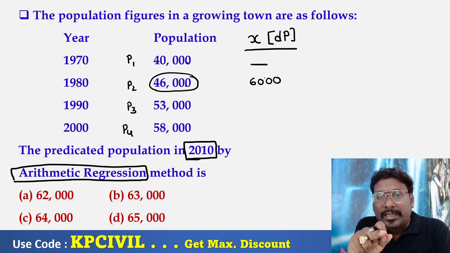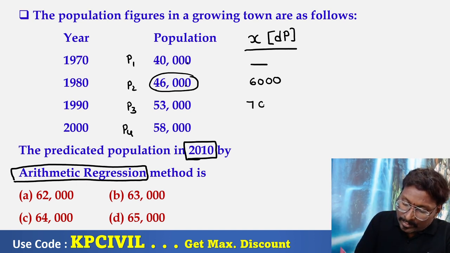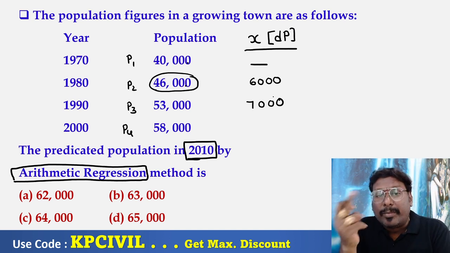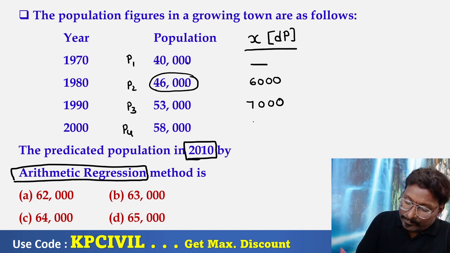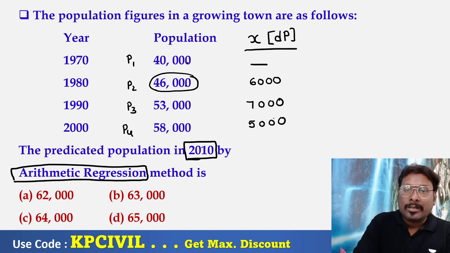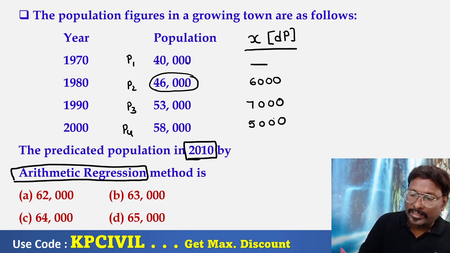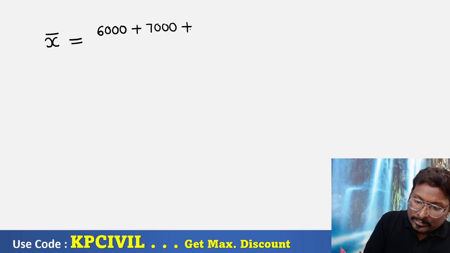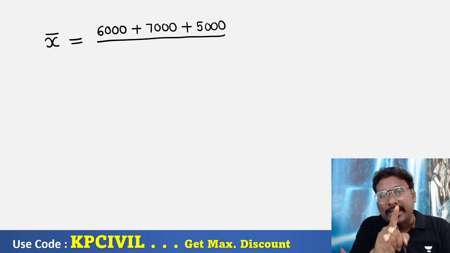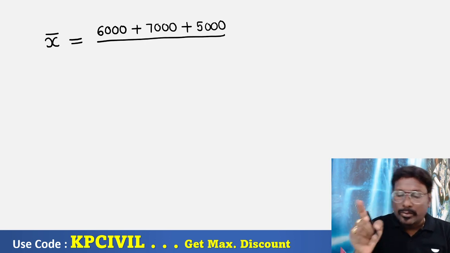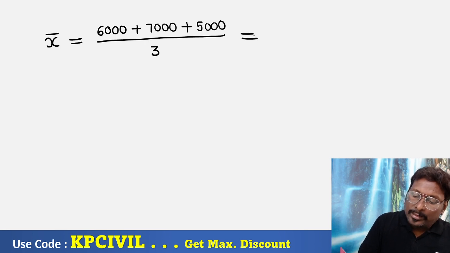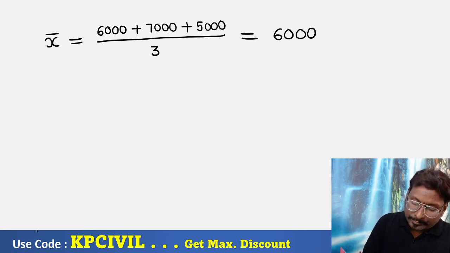p3 minus p2, 53 minus 46, 7,000. p4 minus p3, 58 minus 53, 5,000. So x is 6,000, 7,000, 5,000. The arithmetic rate constant is x bar. How many values are there? 3 values are there. The arithmetic mean you are getting is 6,000.